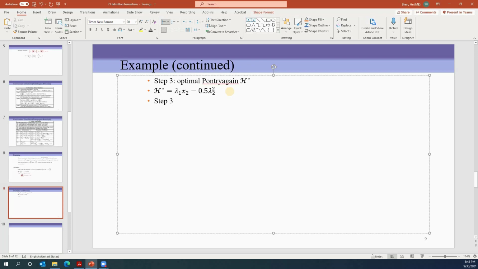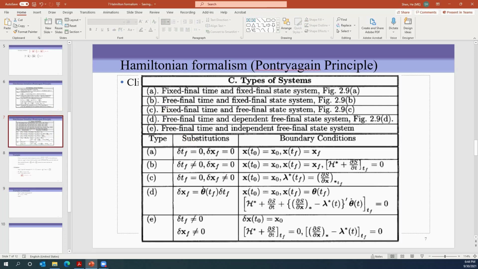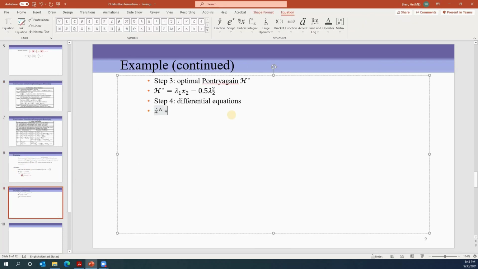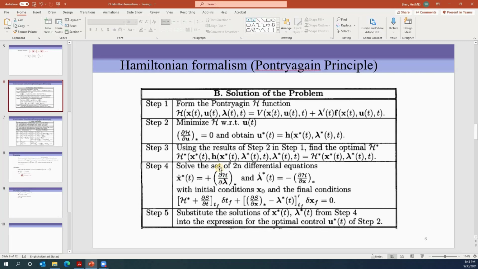So step 4, we're going to apply the state and co-state equations, right? Step 4, solve the set of differential equations. The state equation will give us the dynamics equation. x dot is equal to partial h partial lambda. Let's see what that is. x dot at optimum is equal to partial h over partial lambda.